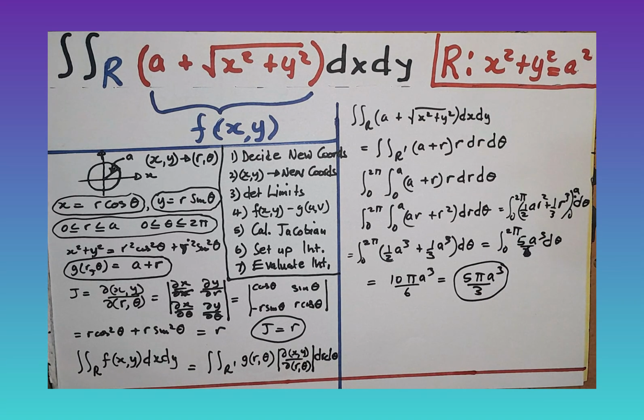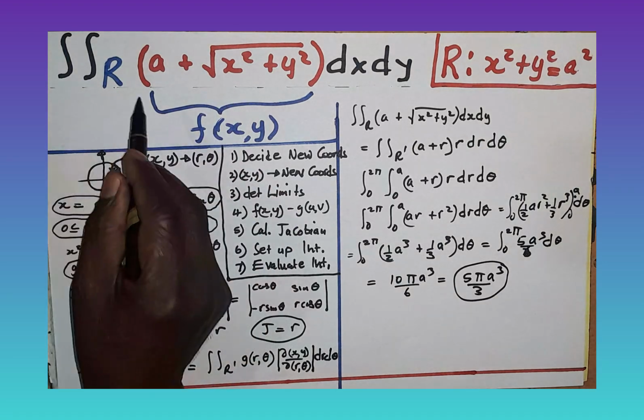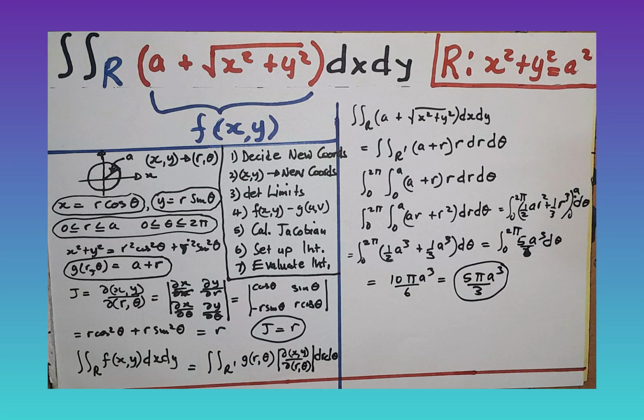Notice here, we could have integrated this double integral directly without a change of variable, but if you try that, you will end up with a rather ugly integral, which of course is possible, but it's difficult. So a change of variable does in fact simplify things.